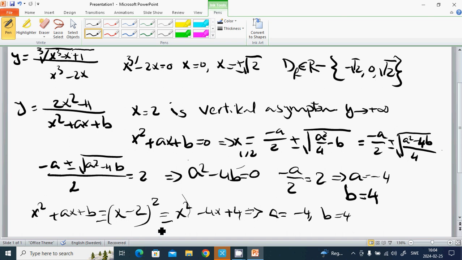It is another solution, because x equals 2 is a root of the denominator equals to 0. Then it is this, and it is this.